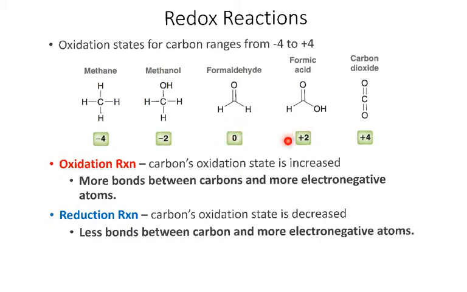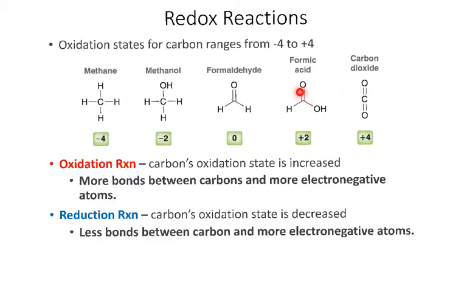And we can do the same analysis for formic acid and carbon dioxide. And so when we have reactions, it's an oxidation reaction if carbon's oxidation state is increased. In that case, carbon has effectively lost electrons, right? If the oxidation state increases, it becomes more positive. So as I go in this direction, these all represent oxidation reactions. If I went from methane to methanol to formaldehyde to formic acid to carbon dioxide, those would all involve oxidation reactions.